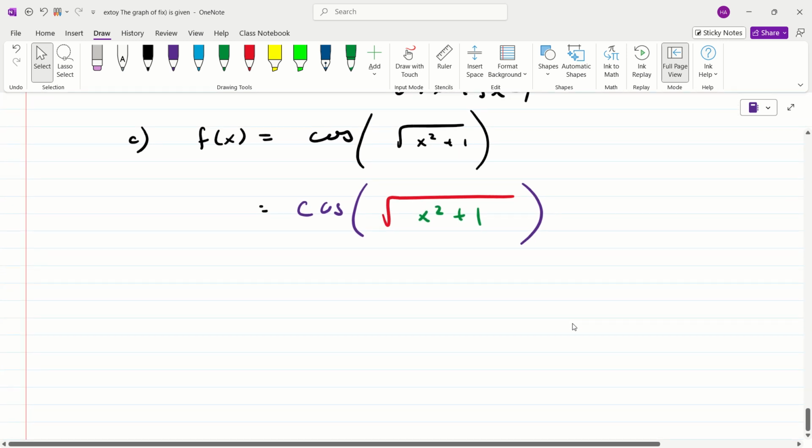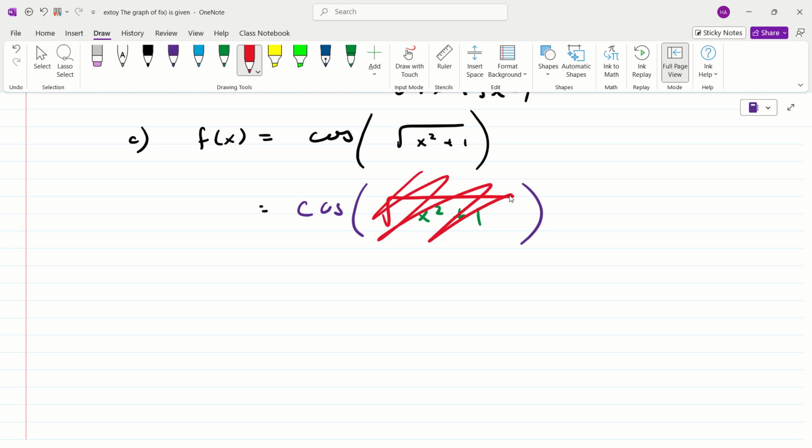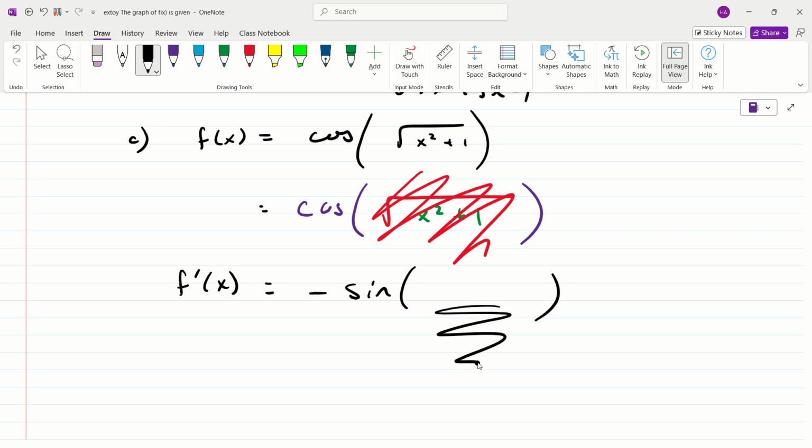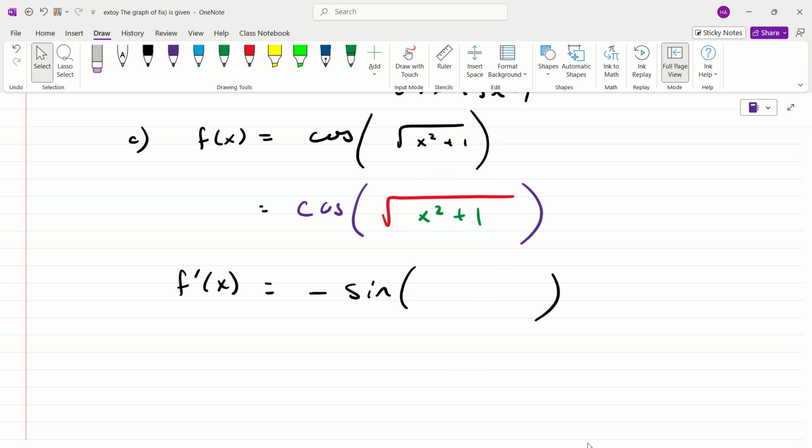And we're going to attack this in just the same way. Again, first I'm going to focus on the derivative of the outermost function. The derivative of cosine is negative sine. In for this argument is going to be the same thing I had for the original argument. So you'll still put in a radical x² + 1. And now we've got to take the derivative of this function and multiply it in the back here.